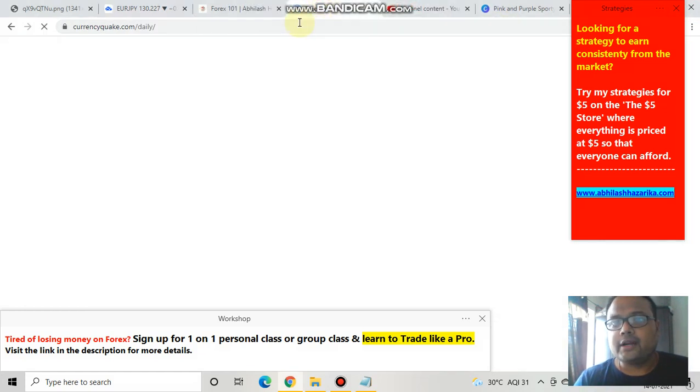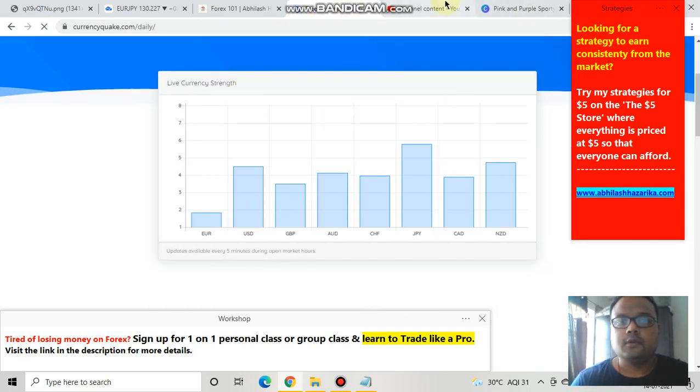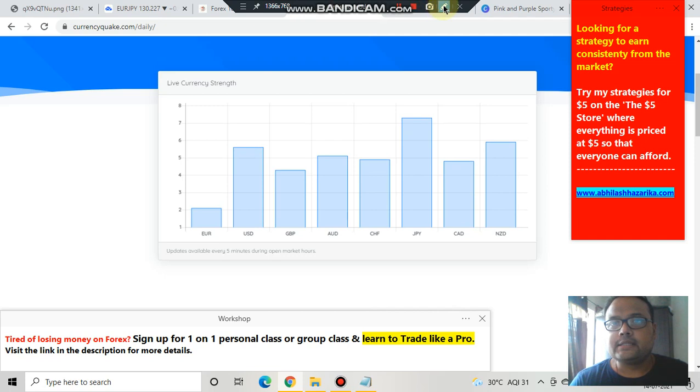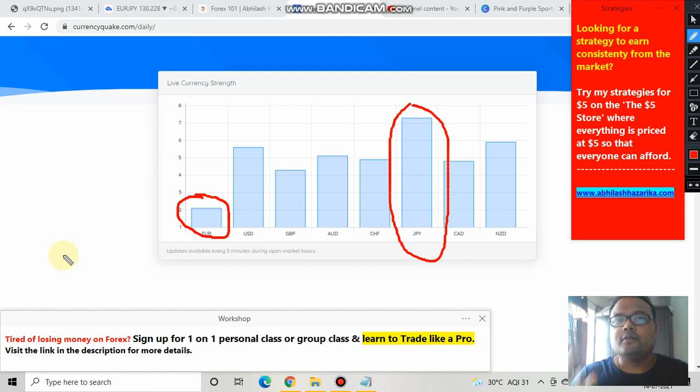And if we go to the currency strength meter, we can clearly see that Japanese yen is the strongest currency for the day and euro seems to be the weakest currency for the day. So this is a euro Japanese yen currency pair, and you can clearly see on the currency strength meter that Japanese yen is the strongest today.